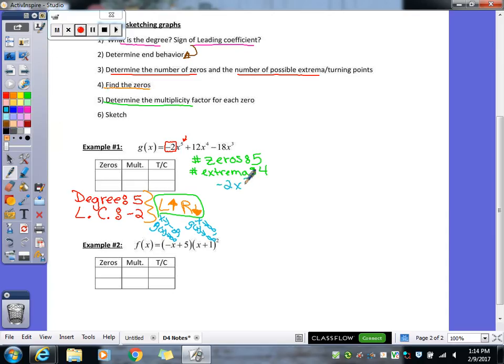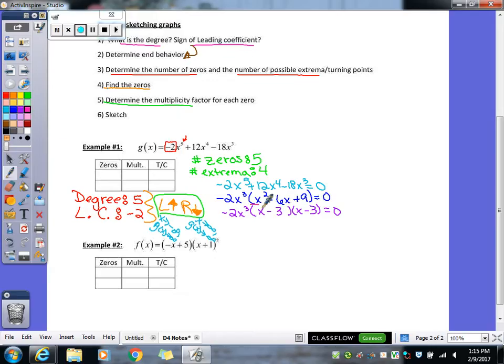Find our zeros. So we're going to take our polynomial, set it equal to 0, and we're going to start factoring. Do we have a GCF? Yes, what is it? Negative 2x cubed. Then we have x squared minus 6x plus 9. So then how would x squared minus 6x plus 9 factor? Signs would be the same, right? Both negative. What multiplies to give us 9? 3 and 3.